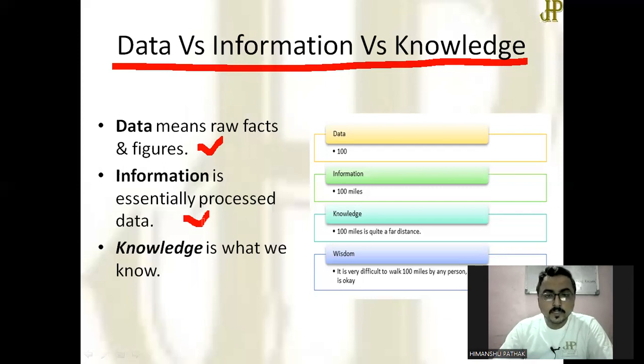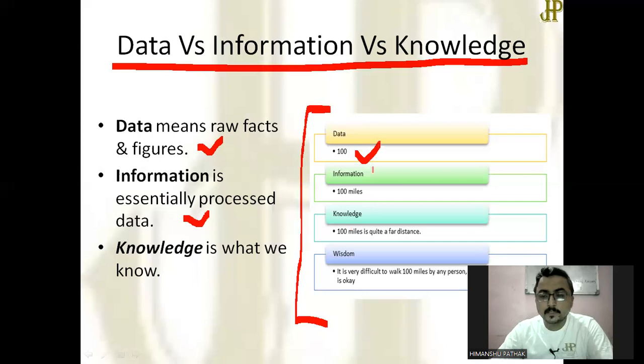Clear? So here again I have given some examples. Data is 100, okay, no issue. Now information is 100 miles or 100 kilometers. So it represents some distance. Now, what is the knowledge? We get that 100 miles is quite a far distance. Clear? And what is wisdom?